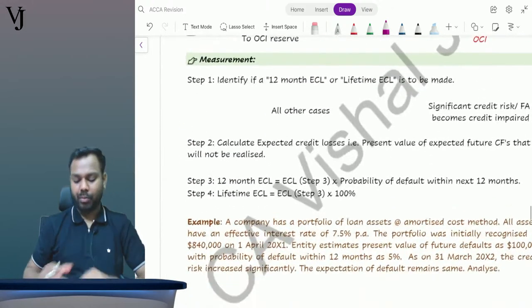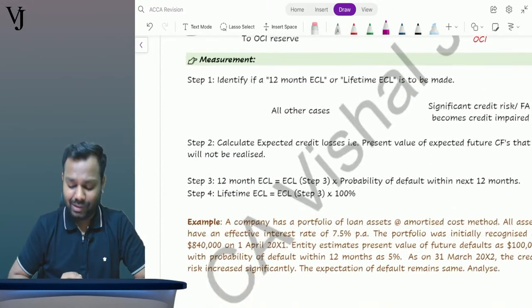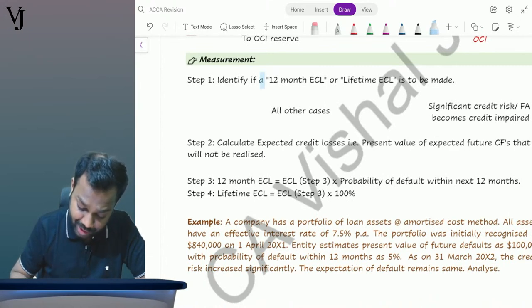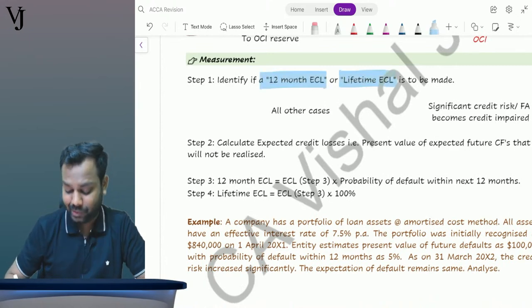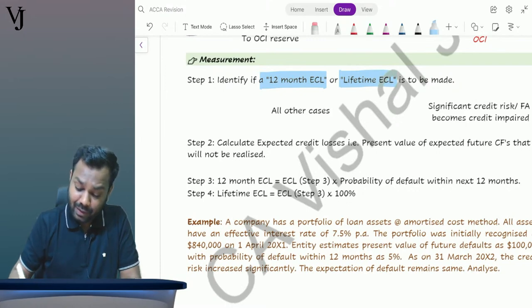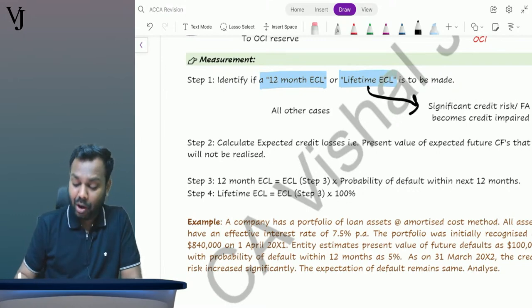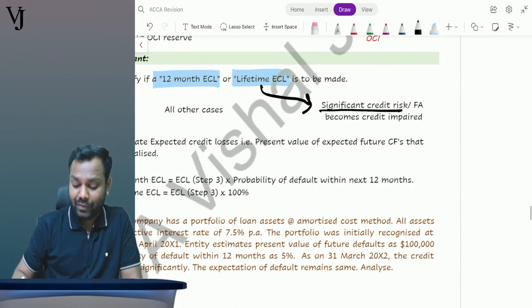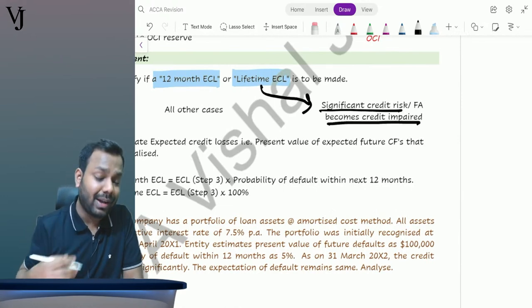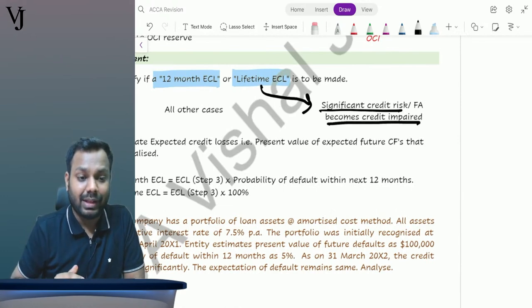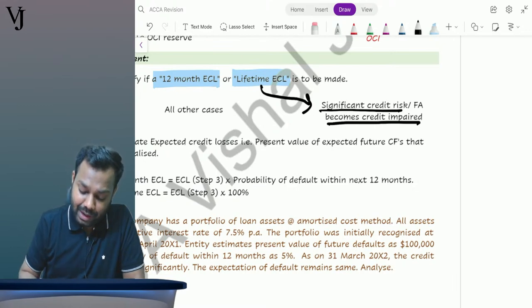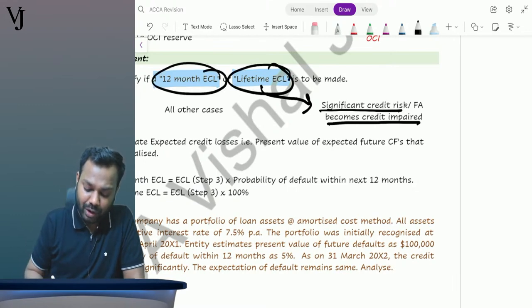Everyone? Now, how to measure? First of all, I have to assess whether it is a 12-month ECL or a lifetime ECL. How will we assess that? If the asset is credit impaired or there is a significant increase in credit risk, then in that case we have to create lifetime ECL. Otherwise, I have to create 12-month ECL.